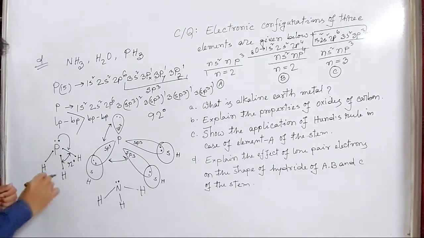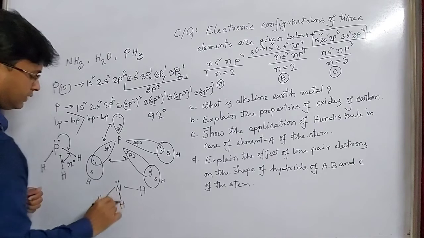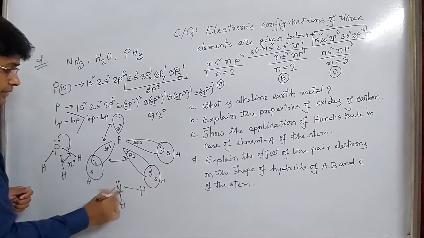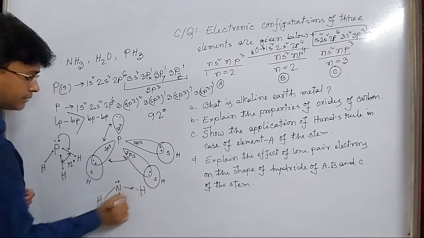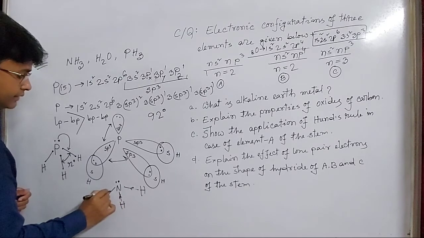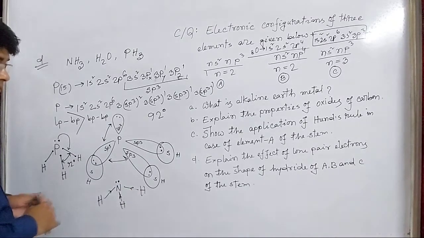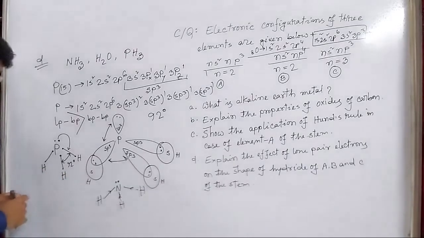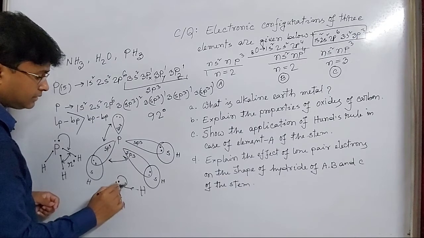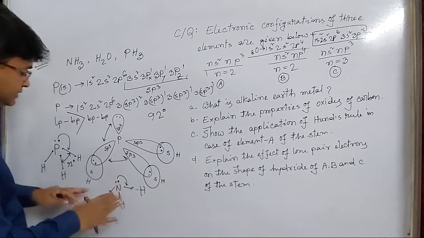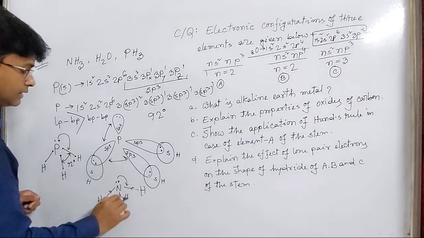But in case of nitrogen, the electronegativity of nitrogen is more than phosphorus, that's why the bond pair electrons are pulled to nitrogen, and in this case the nitrogen hydrogen bond is not extended like phosphine. So here the influence of lone pair electron is less than phosphorus, and the bond angle is 107.